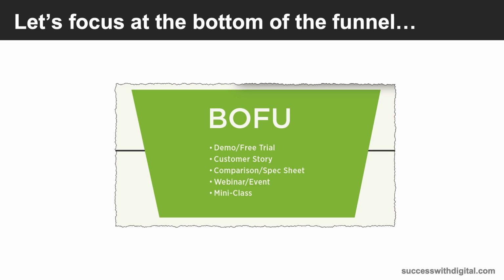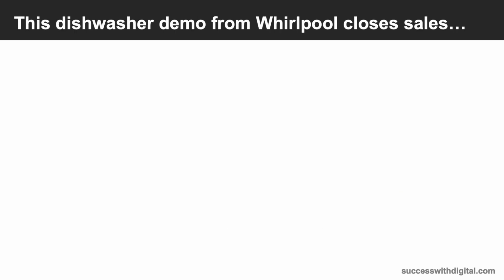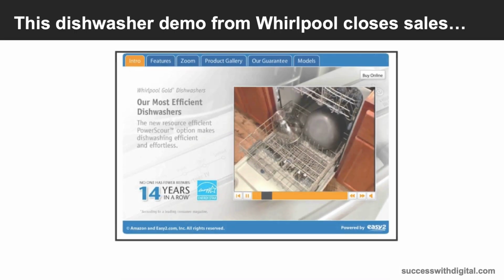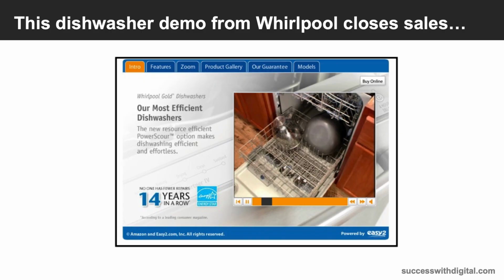This could be a demo, a free trial, a customer story. It could be a comparison or a spec sheet, a webinar event, or even maybe a mini class. Here are some examples of bottom of the funnel content. This dishwasher demo from Whirlpool closes sales. What is it? It's literally a video that shows how well things can go in and come out of the dishwasher and how clean it is.